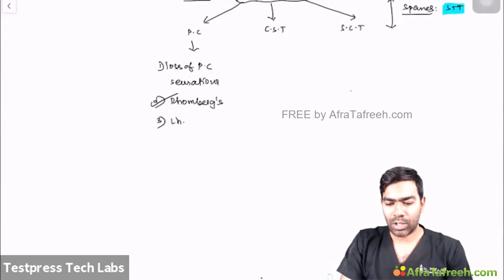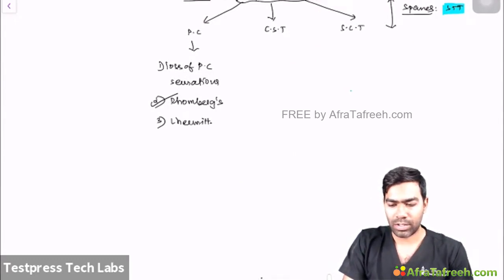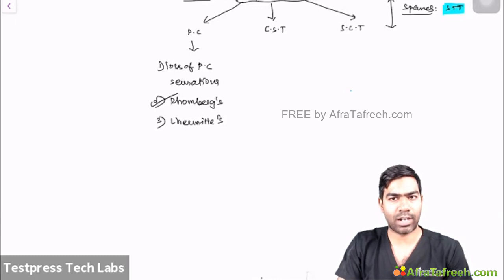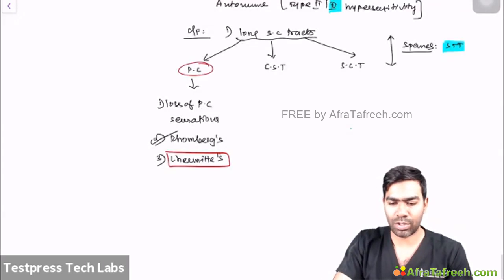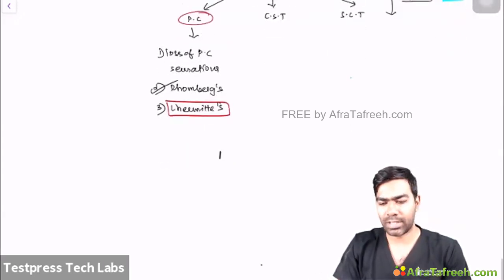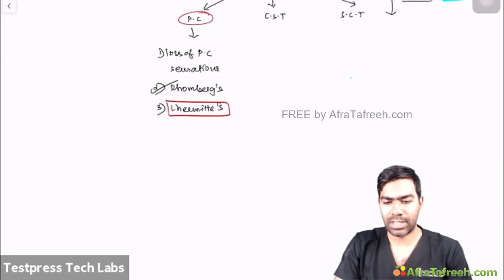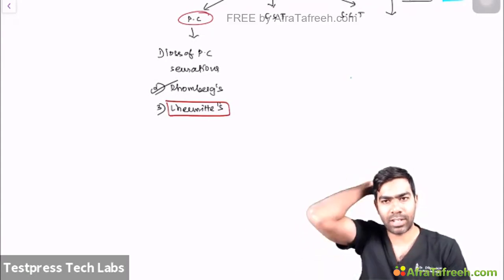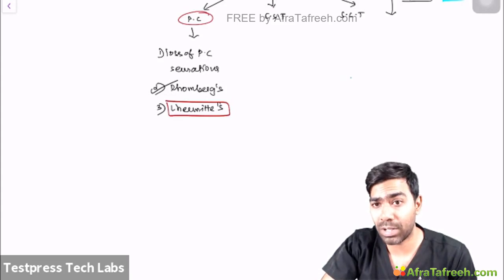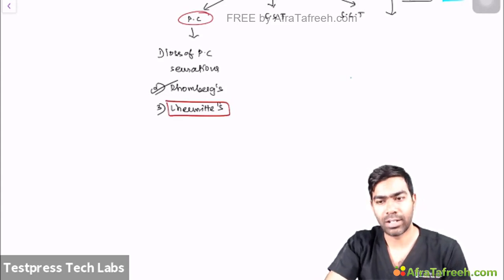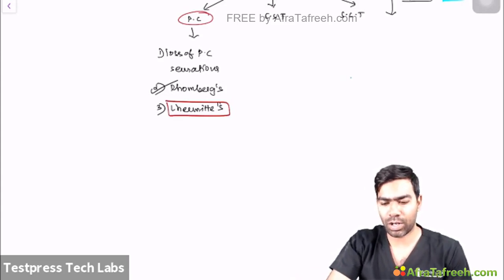Then you will get something called Lhermitte sign. Many students ask, isn't Lhermitte sign a sign of cervical spondylosis? No, Lhermitte sign can be seen in any disorder that affects the posterior column. Lhermitte sign is an electric shock-like sensation felt by the patient whenever there is a sudden flexion of the spine. That is what we refer to as Lhermitte sign, or otherwise the barber chair sign. So anything that affects the posterior column can produce Lhermitte sign.